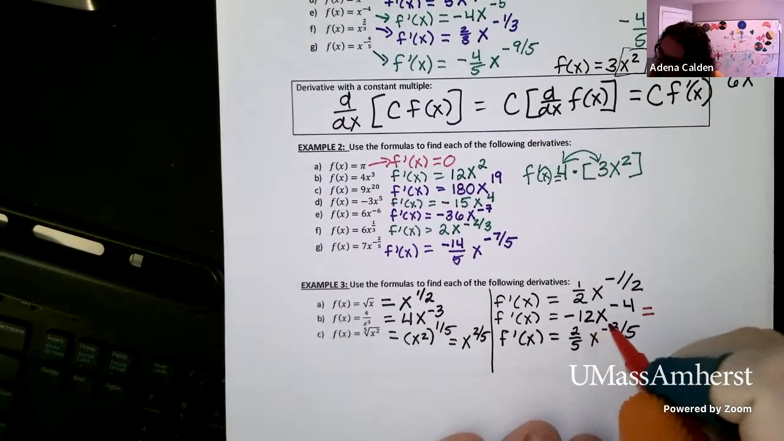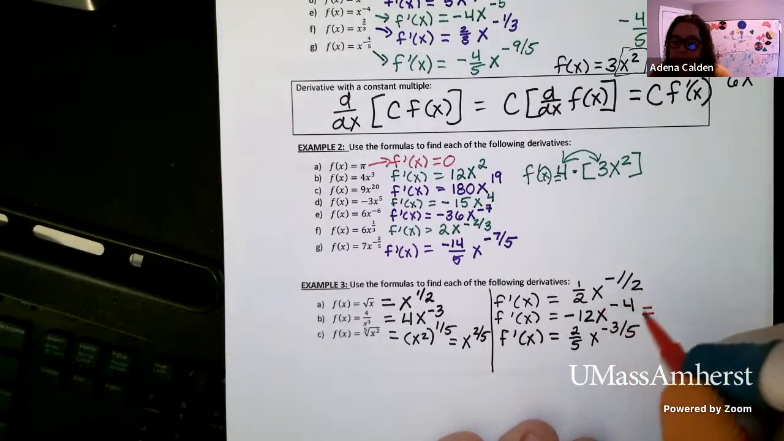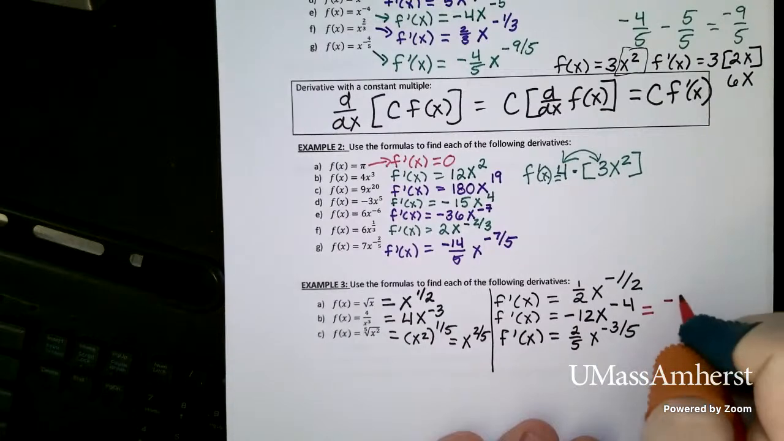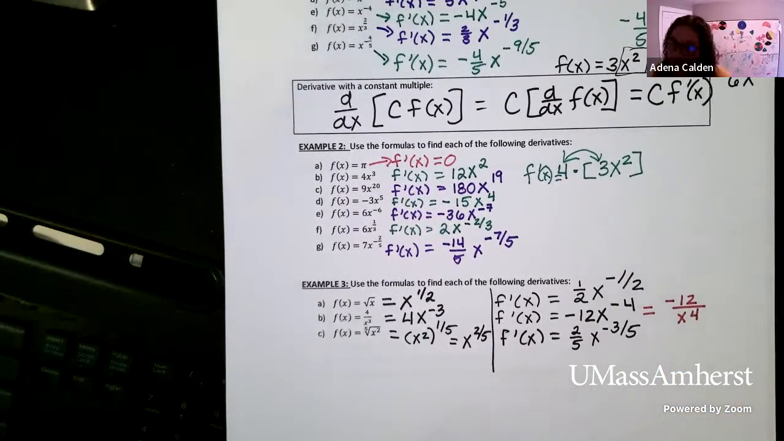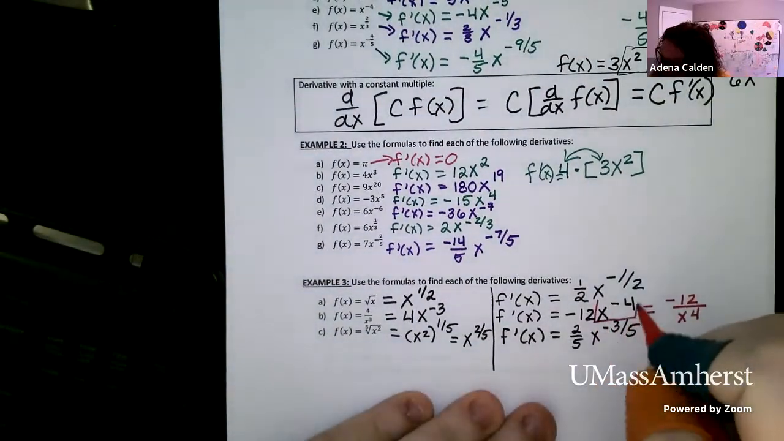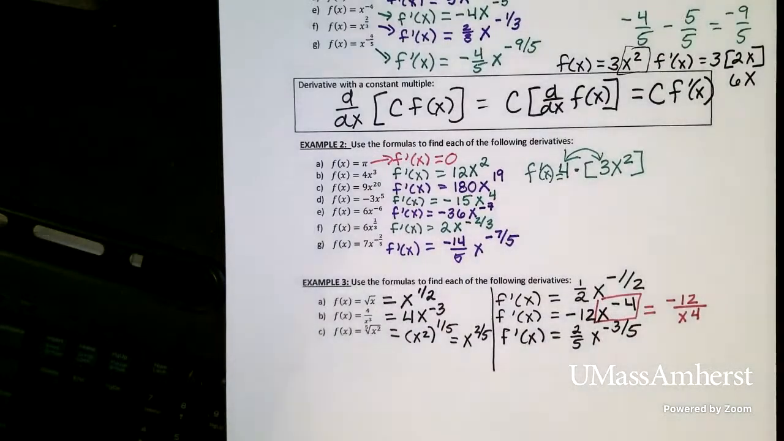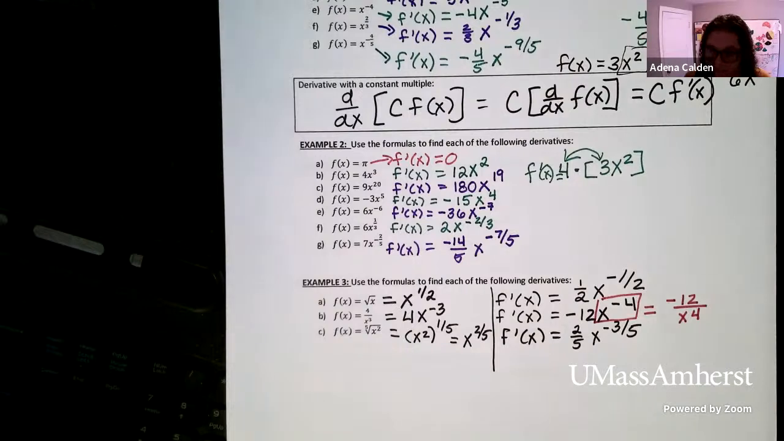So we have negative 12x to the negative 4. We don't want to have a negative power in our final answer. So we're going to have negative 12 over x to the 4th, because we can bring this term back down by changing the sign of the power. Okay, so that's how you might see that simplified.